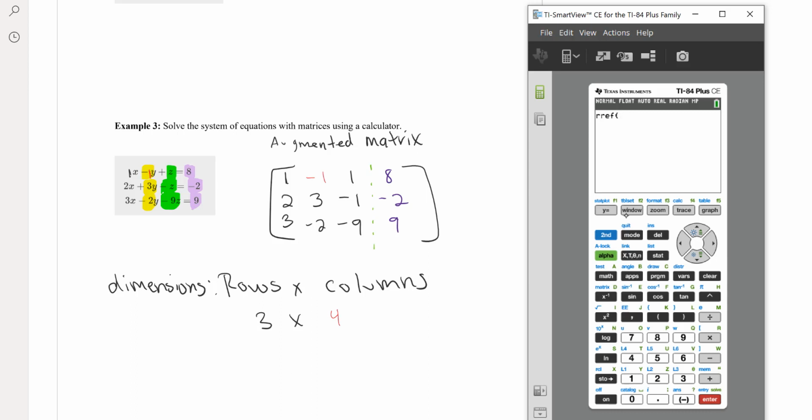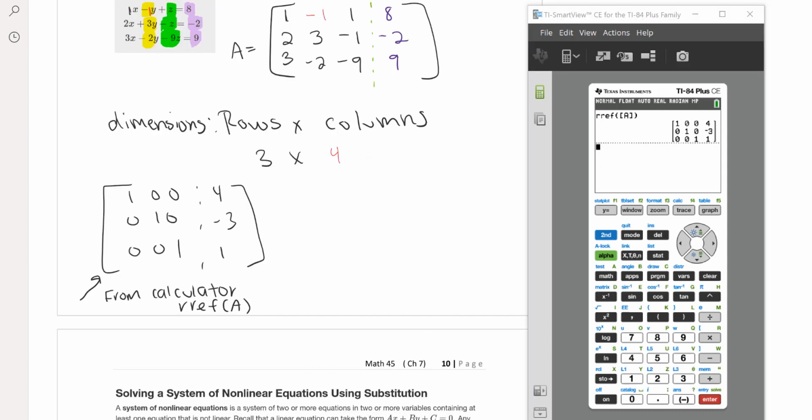So now I have to call the matrix. So I'm going to go back to second matrix. Now I'm going to press enter. That'll give me my matrix A, and press enter again. So notice now here, this is my matrix in row reduced echelon form. So I'm going to copy this calculator screen onto my notes here. So I went ahead and copied that calculator matrix onto my sheet of notes.